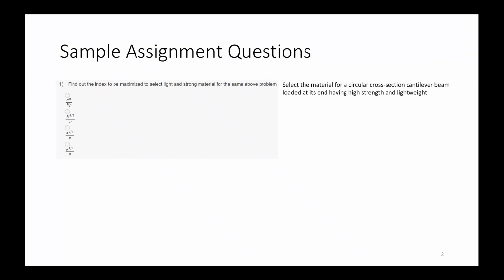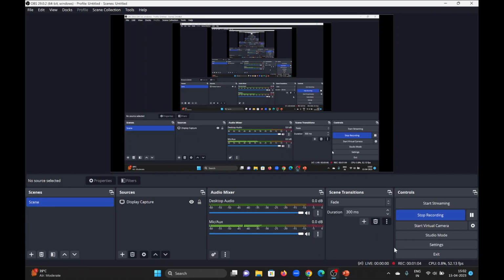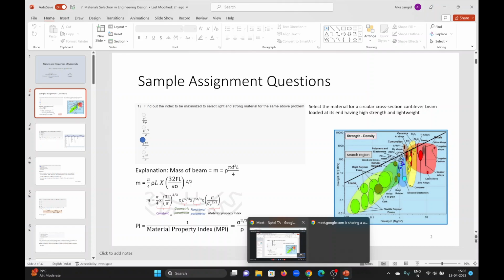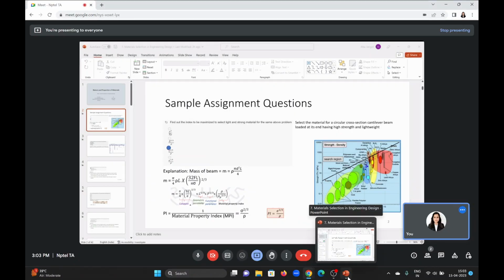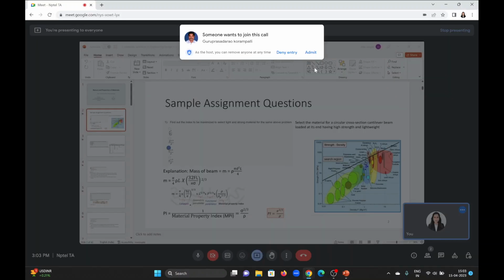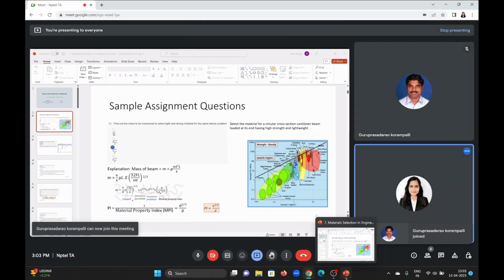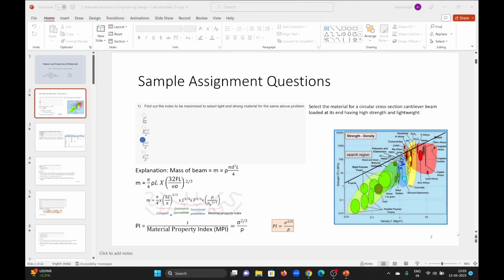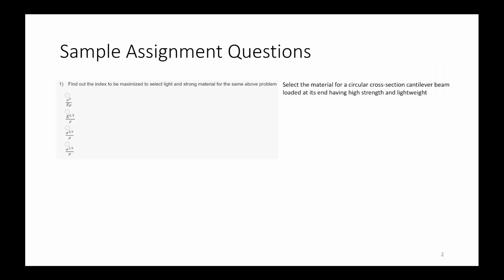So the first question is, we have to find out the index to be maximized to select a light and strong material.